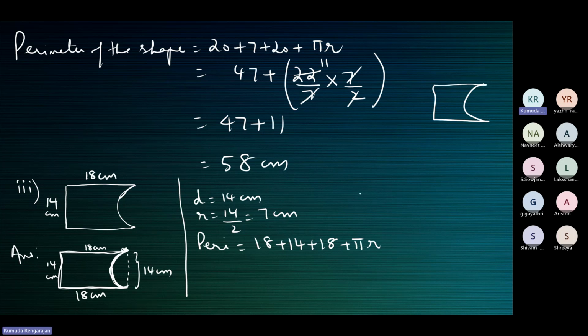So that's a semicircle. 18, 18, 36, 50. 50 plus pi r. 50 plus 22 by 7 into 7. Pi is 22 by 7 into 7, so it cancels. 50 plus 22 is 72 centimeters. Please check your answer. If there's any variation, please redo your answer. Rework.